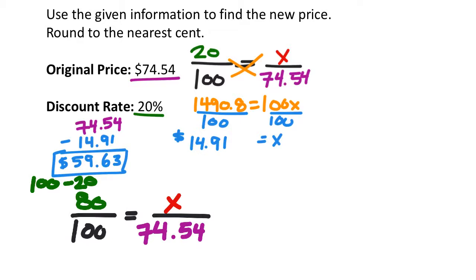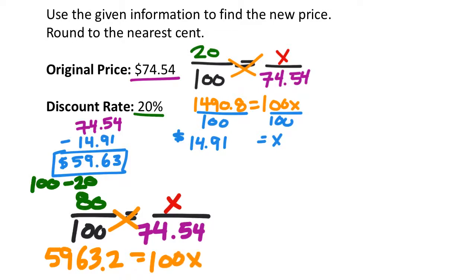So this sets up the proportion to give us the answer, or the new price, at the end of this percent proportion. And of course we would see that this should work. So 74.54 times 80, let's put it in the calculator. 74.54 times 80. So we can see some of the same values show up: 5963.2, and this would equal the other cross, 100 times x.